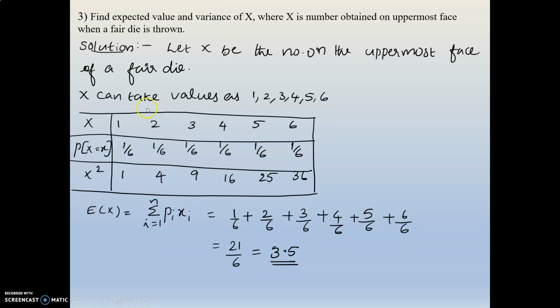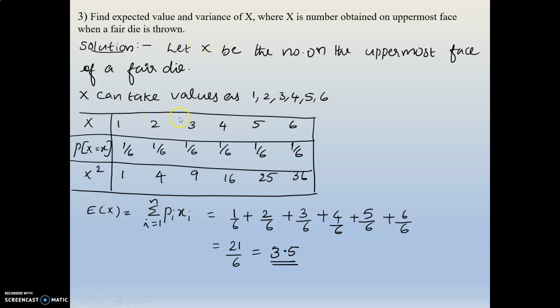Now find expected value and variance of x, where x is the number obtained on uppermost face when a fair die is thrown. That is the question. So let x be the number on the uppermost face of a fair die, that is given in the question itself. So we are just assuming let x is.